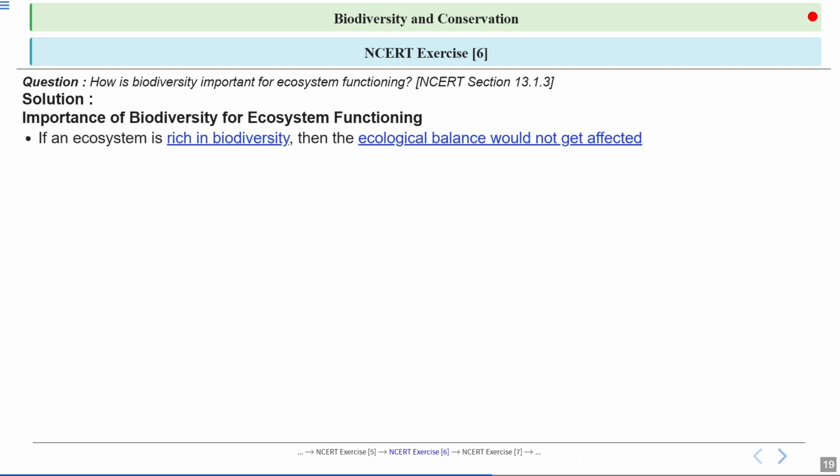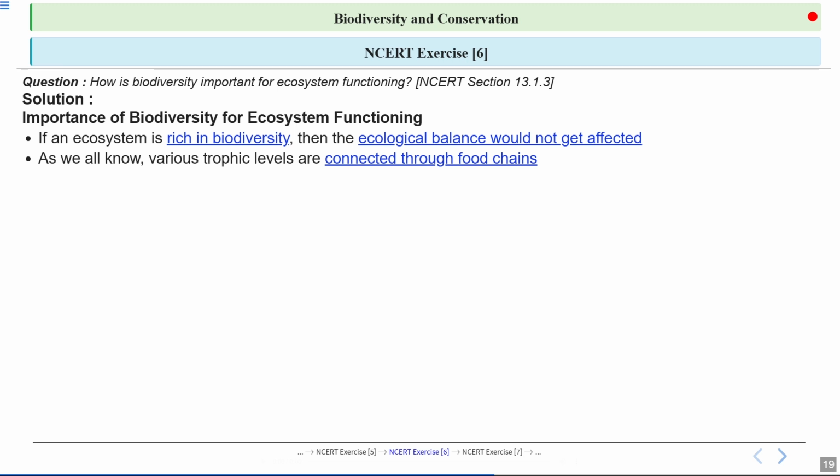Okay, so when an ecosystem has a lot of biodiversity, it means there are many different species living together. This variety helps the ecosystem stay balanced because if one species decreases or disappears, others can take over its role, keeping the system stable. So, a richly diverse ecosystem is more resilient and less likely to be disrupted, maintaining ecological balance.